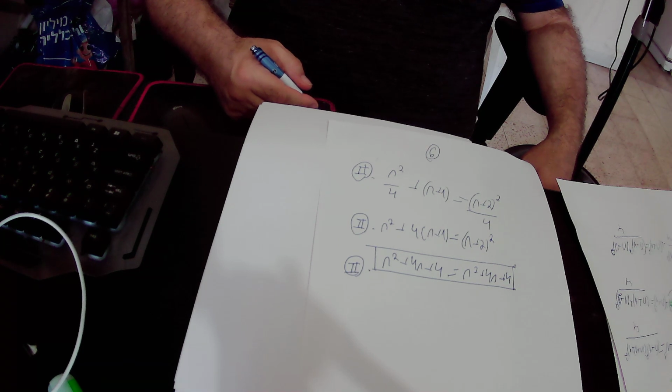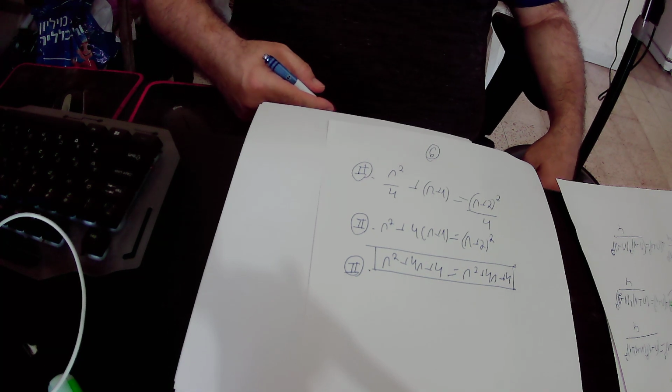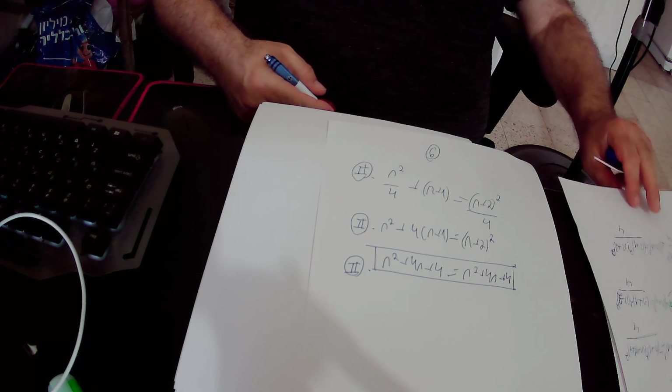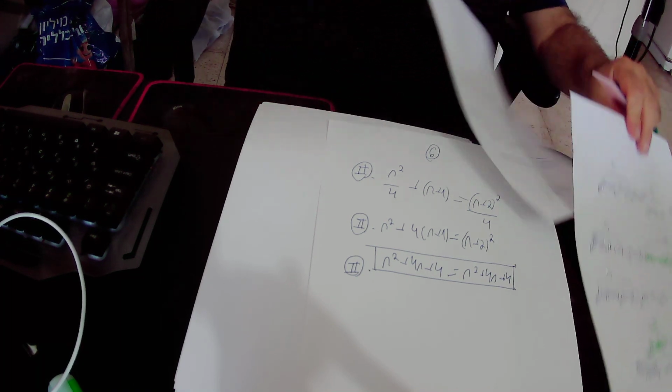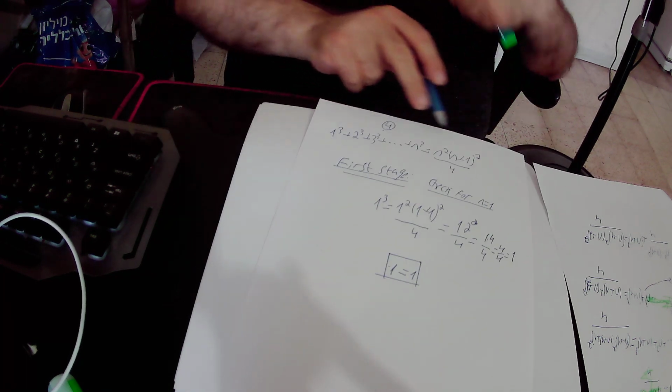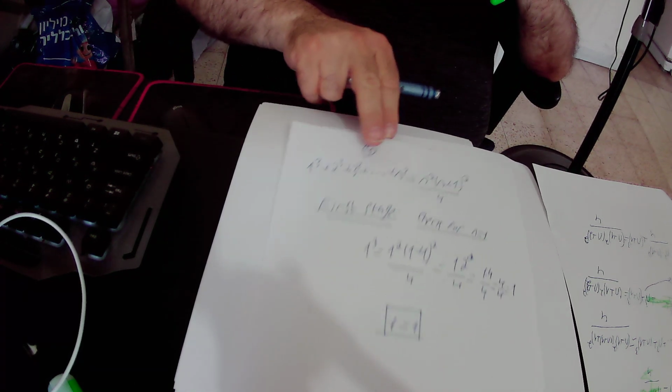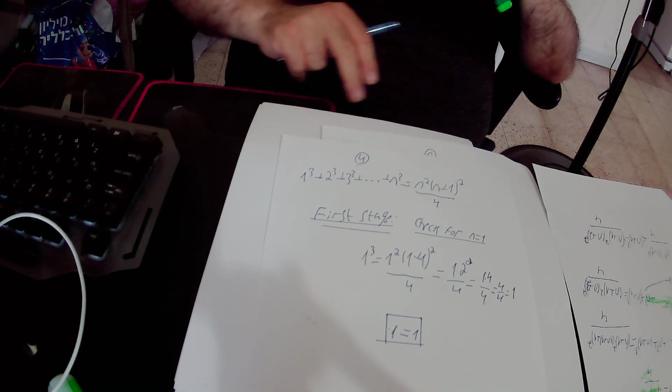That is to say, we proved that the second statement for n plus 1 is true. We actually proved that if the original statement is true for n, then it also must be true for n plus 1.